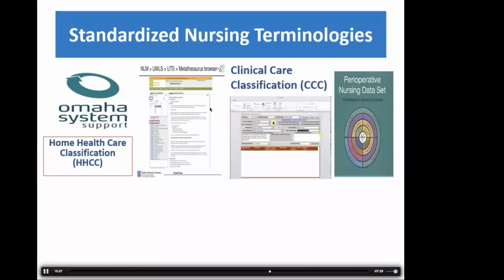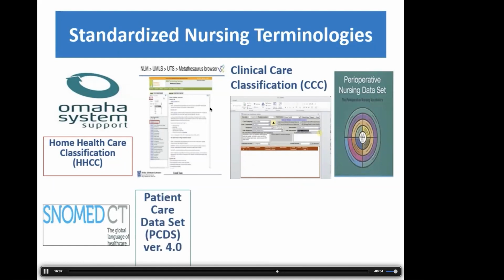Next is the Perioperative Nursing Dataset, or PNDS. It describes perioperative nursing practice with a subset of terms that specifically describe perioperative nursing diagnoses, nursing interventions, and patient outcomes in surgical settings from pre-admission until discharge. Next is SNOMED CT, or the Systematized Nomenclature of Medicine Clinical Terms, which is considered to be the most comprehensive multilingual clinical healthcare terminology in the world.